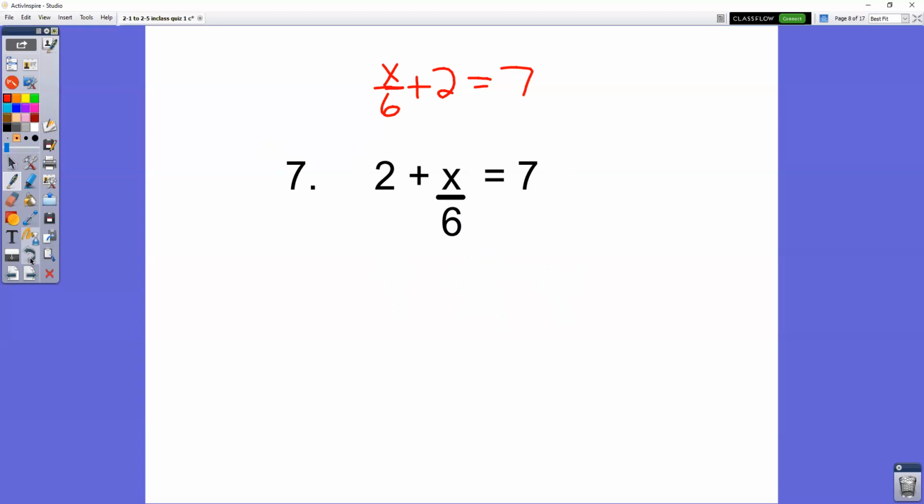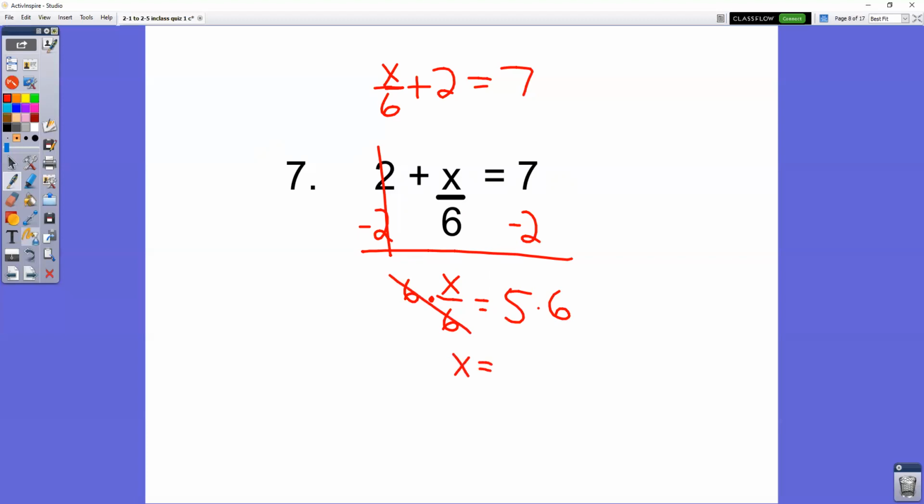To get that x divided by 6 all by itself, we need to get rid of this 2 by doing minus 2 and minus 2. Bring down your x divided by 6. Bring down your equal sign. 7 minus 2 gives you 5. Now you just have a one-step equation. This says x divided by 6. The opposite of divided by 6 would be to multiply by 6 and multiply by 6. 5 times 6 gives you 30.